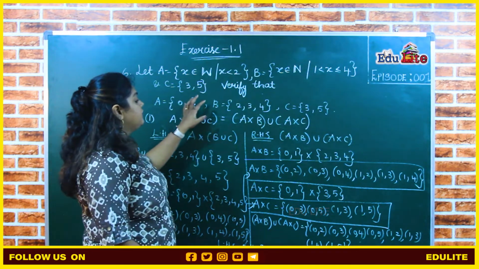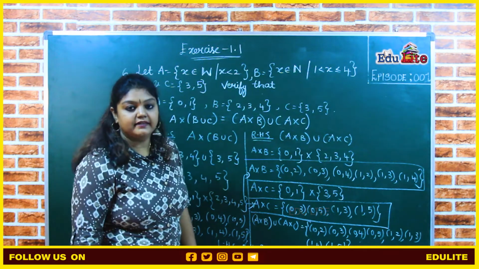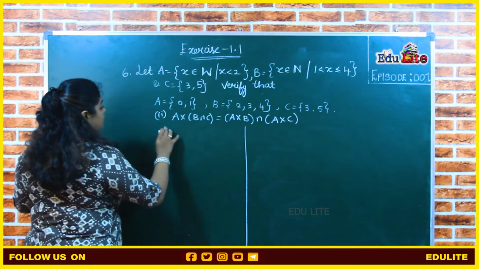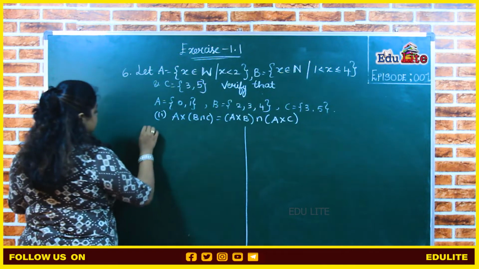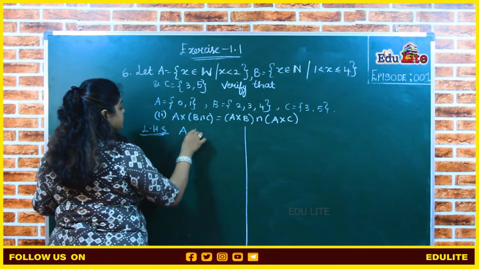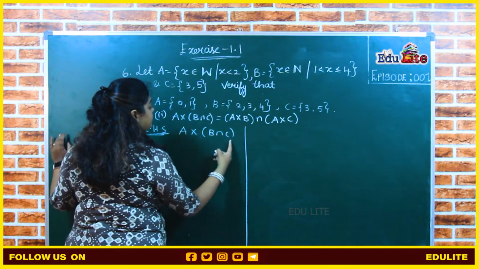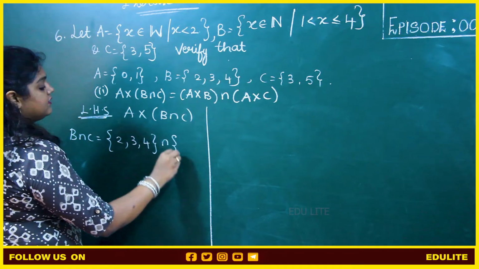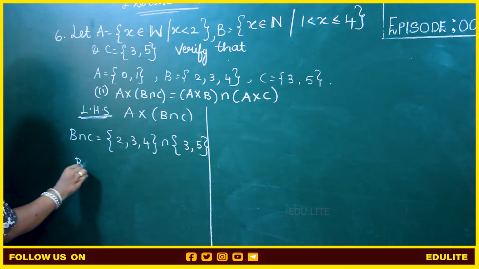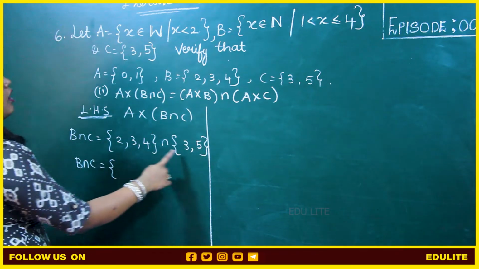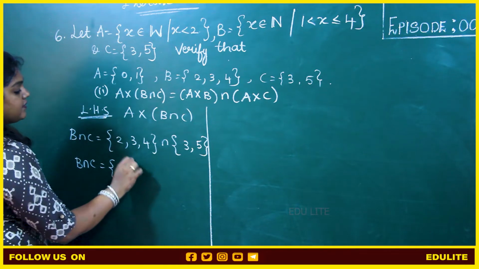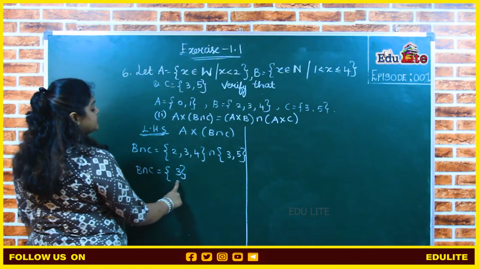Next, for the same set of values A, B and C, we will find out the second option. We will continue with the left hand side and check it with the right hand side. Left hand side is given as A cross B intersection C. First, we will complete the portion within the brackets. B intersection C is {2, 3, 4} intersection {3, 5}. We write only the common element between the sets B and C, which is 3. Only 3 is common in both the sets. Therefore, B intersection C is {3}.